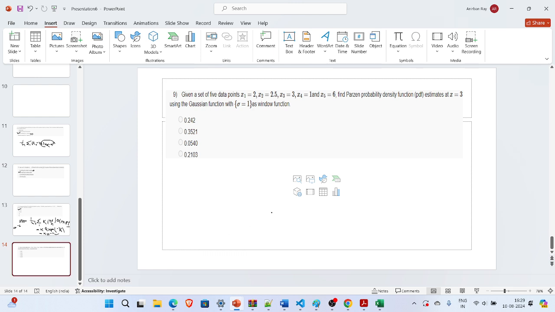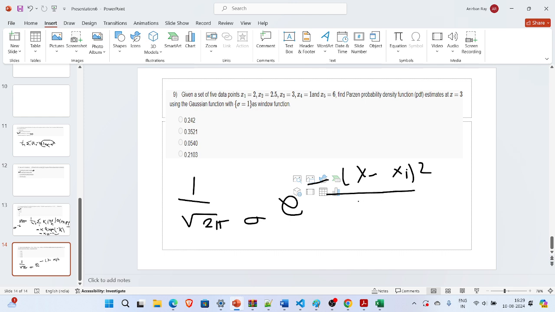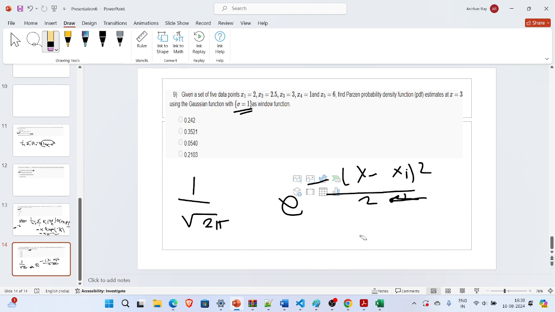And the last question actually, a simple one overall. The idea is that you are given that the probability density function, or the kernel function as you say, is a Gaussian one. So the form of the Gaussian is 1 by sqrt(2 pi) sigma, e to the power minus (x minus xi) square by 2 sigma square. And now you can see that the Gaussian function with sigma equal to 1 is given. Sigma is 1, you can remove it.